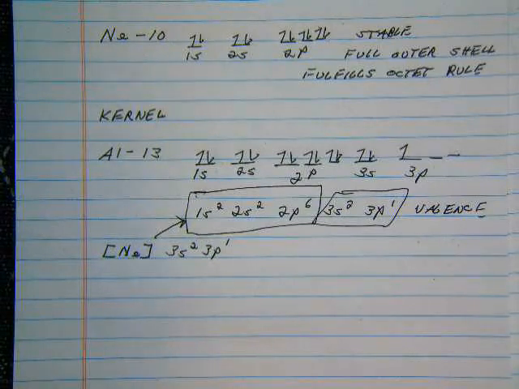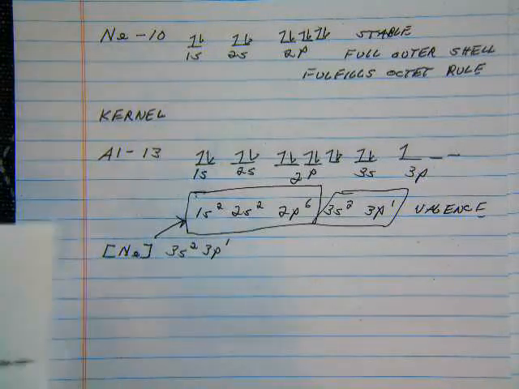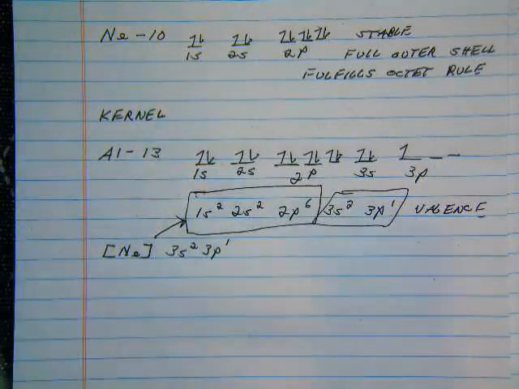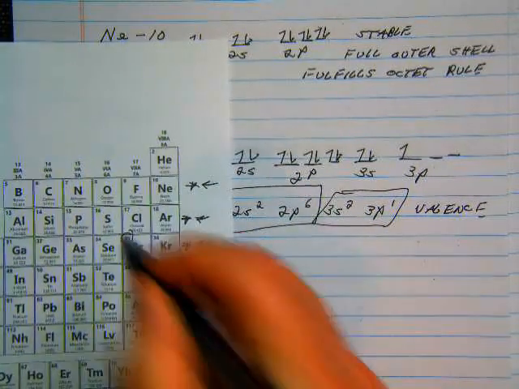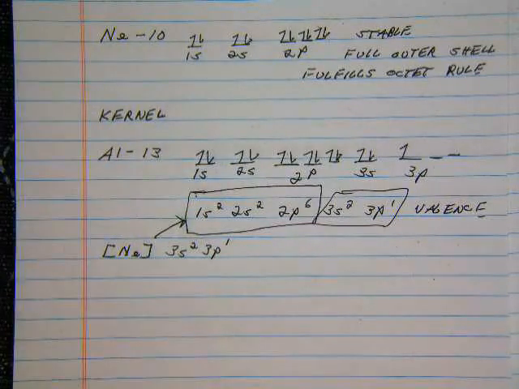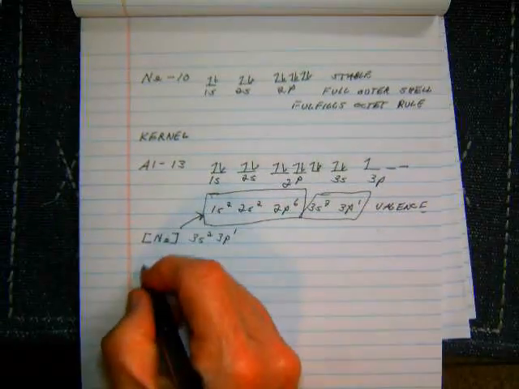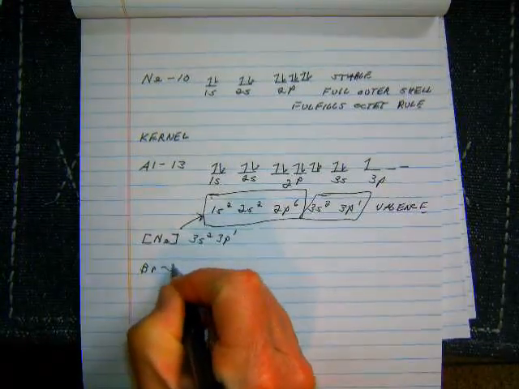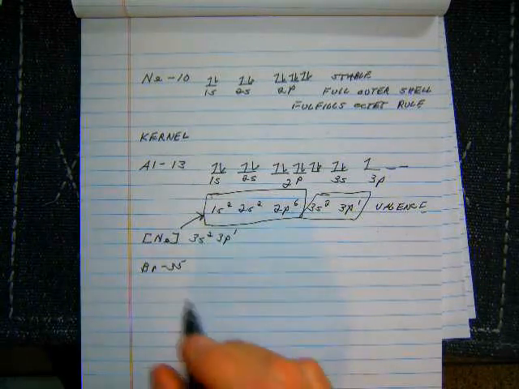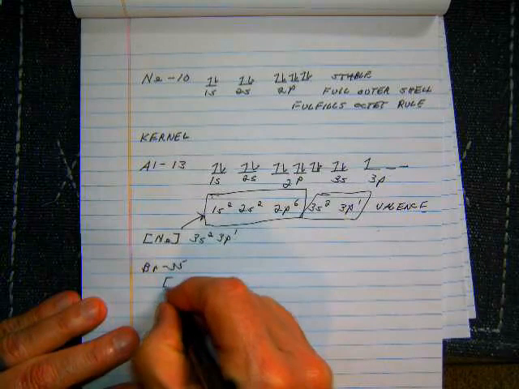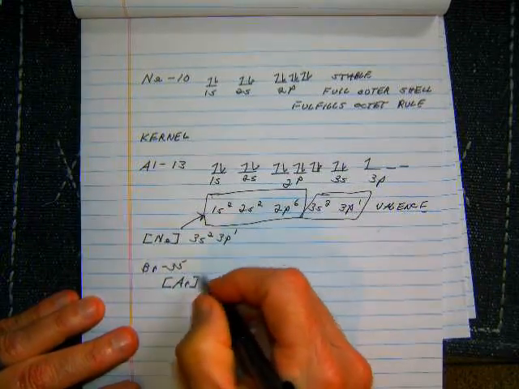Alrighty, let's see, anything else on this? I think we can do maybe another one. Now let's try bromine. Bromine has 35. And for bromine, we can use the argon kernel. So Br is 35. So we could say the kernel of argon. And if you remember the periodic table, we look at argon as 18.